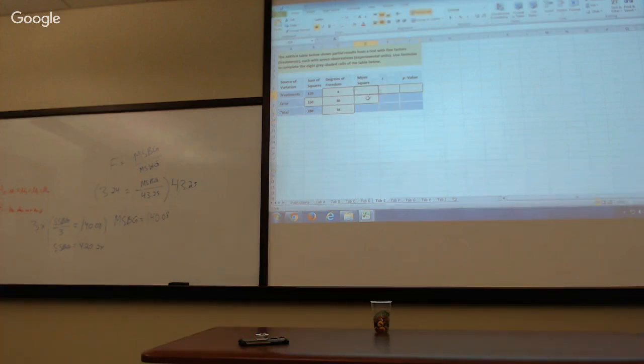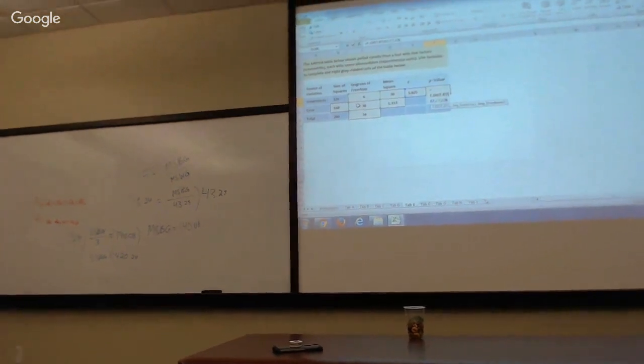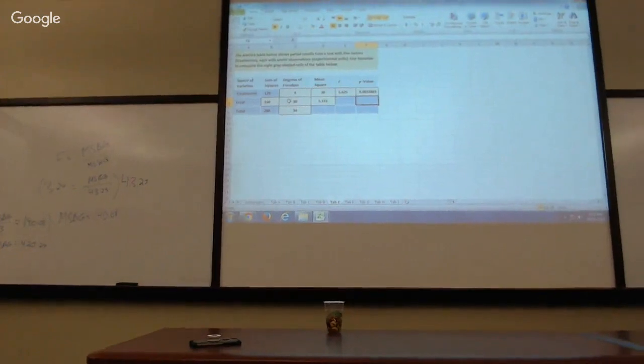So the mean square is going to be just our sum of squares divided by our degrees of freedom for both of them. So we just copy that down. Our F value is going to be our treatment mean square divided by our error mean square. And then our p-value is going to be F dot distribution. We're doing a right tail test here. Our F value, our first degrees of freedom, our second degrees of freedom. And that should be our p-value.